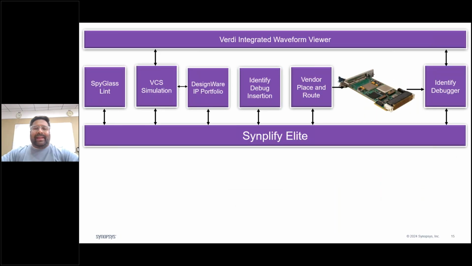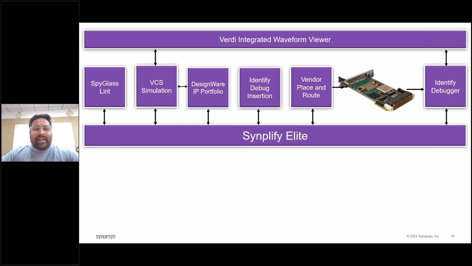So we have seen Simplify Elite being the industry standard software, which can be tightly integrated with all these tools. That's why we are saying it's a comprehensive tool set we are providing to all the FPGA design and verification engineers. It can be tightly integrated with your Spyglass to do a lint check.